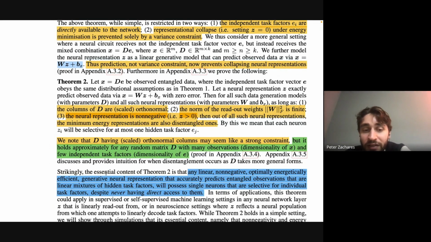It says, strikingly, the essential concept of theorem 2 is that any linear, non-negative, optimally energetic efficient generative neural representation that accurately predicts entangled observations that are linear mixtures of blah, blah, blah, will possess single neurons that are selective for individual task factors, despite never having access to them.